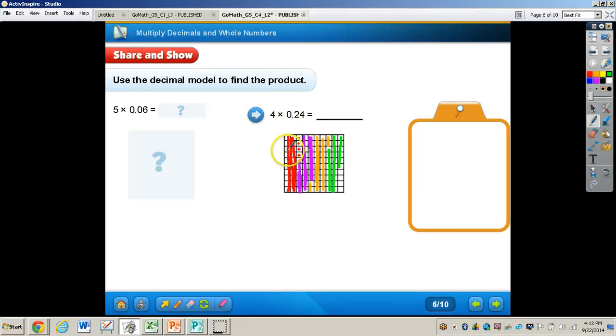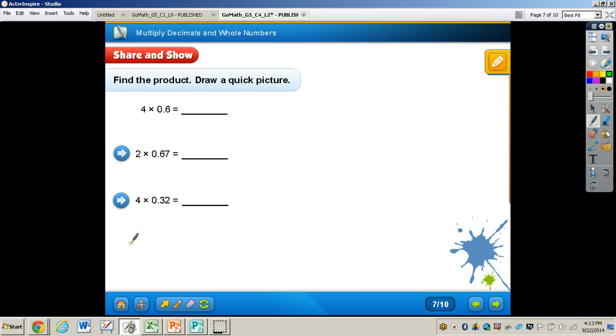Okay, so you can see we have 4 different groups of 24 for a total of 96 squares shaded in. So 4 times 24 hundredths is 96 hundredths. Okay, now I want you to draw a quick picture for each one. Now remember, those quick pictures have the squares representing 1 whole, the lines representing a tenth, and the circles representing 1/100th. Okay, so once you draw quick pictures for these, when you're finished, you can press play and I will have the answers for you. So pause the video now.